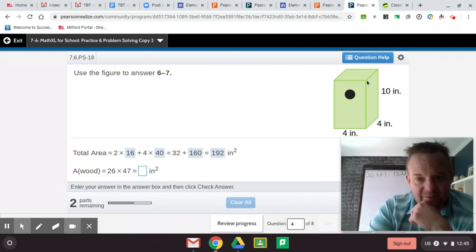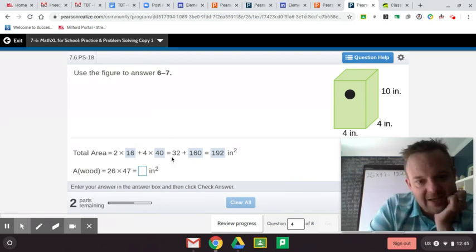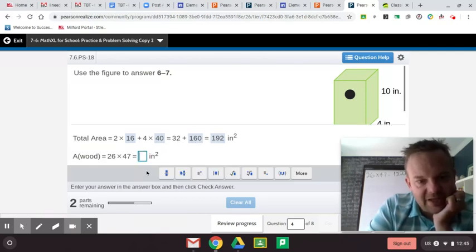See, here's 4 times 10. This side over here is 4 times 10, and the back is also 4 times 10. So that explains the 4 times 40. And then 2 times 16, that's 32. And 4 times 40, that's 160. And then you just add those up.